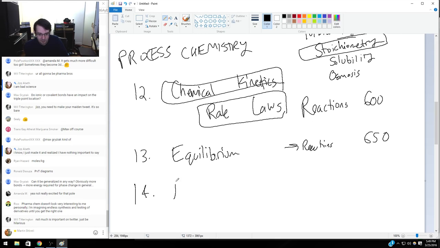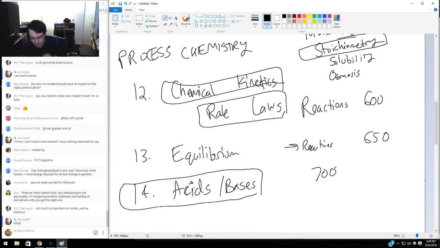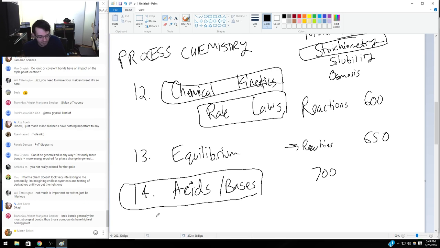Then we get to acids and bases. Again, a lot of this is solutions, reactions. I think this will be relatively important, but an important chapter that'll get us up to 700. We have two chapters on acids and bases. So this is acid and base equilibria, titrations and things like that, buffers. That'll get us to page 760.